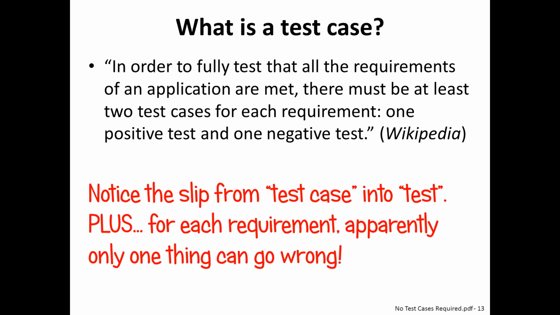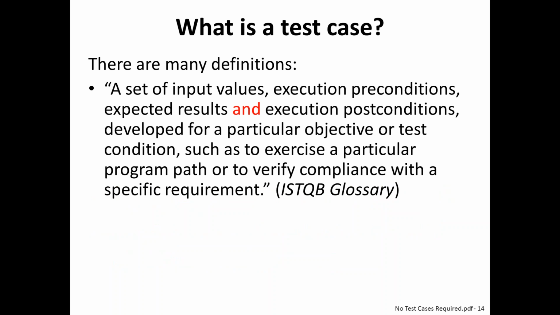Notice what has happened in this little bit of Wikipedia discourse is we slipped from test case into tests. Now, I agree with the idea that we should be doing testing, but the idea that there should be 1 positive test and 1 negative test sounds pretty silly to me, because it means apparently only 1 thing can go wrong on each requirement. Or maybe 2. Maybe there'll be a problem with the positive test and a problem with the negative test. But really what testing is all about, it seems to me, is finding out whether there are problems.